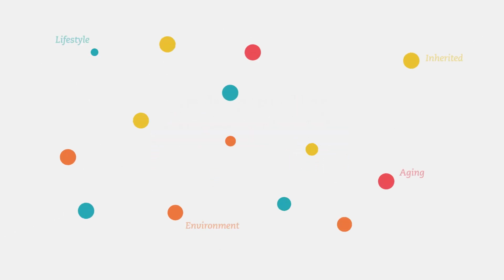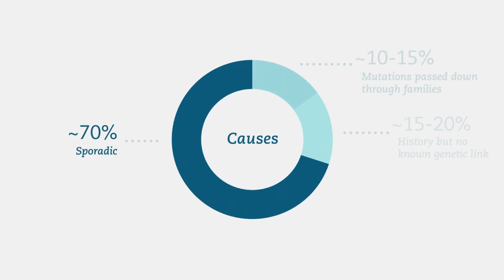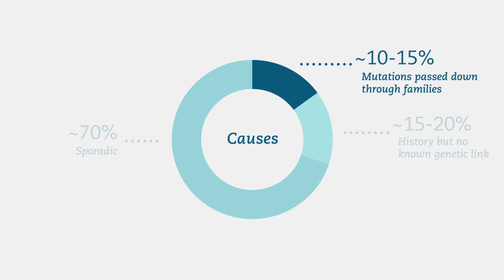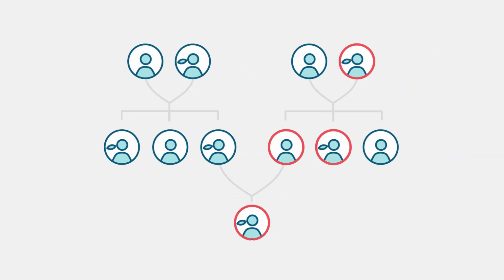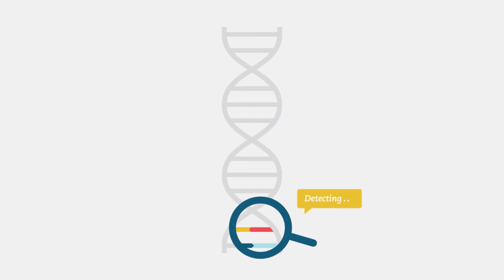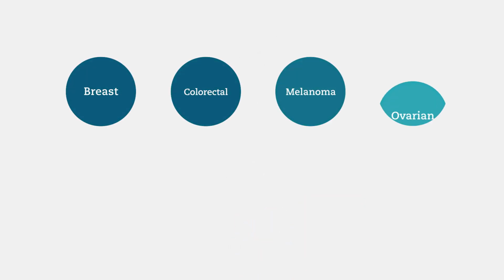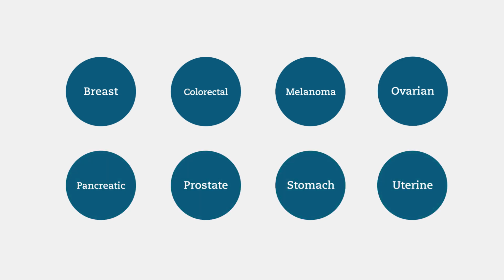Cancer is complex and has many causes. Most cancers are sporadic and not due to one identifiable cause. But about 10 to 15% of certain cancers are due to harmful genetic changes called mutations that are passed down through families. Color's genetic risk analysis is designed for women and men to detect mutations in a comprehensive set of genes associated with common hereditary cancers: breast, colorectal, melanoma, ovarian, pancreatic, prostate, stomach, and uterine cancers.